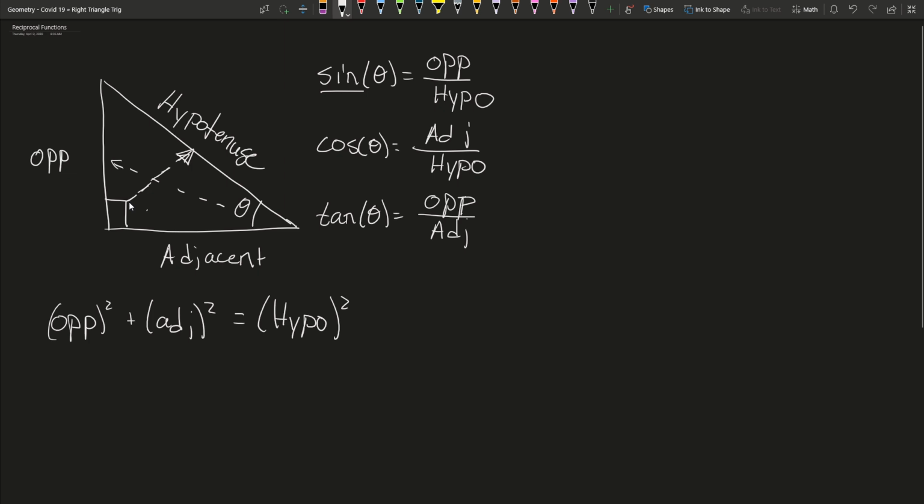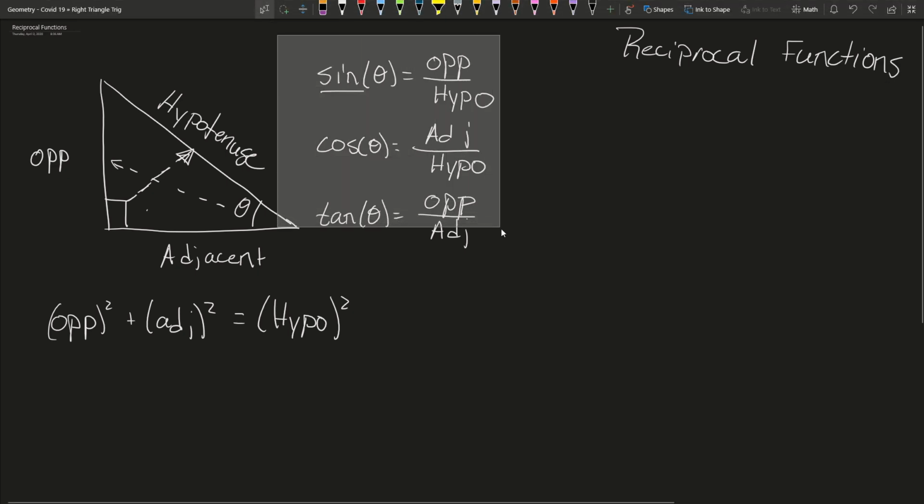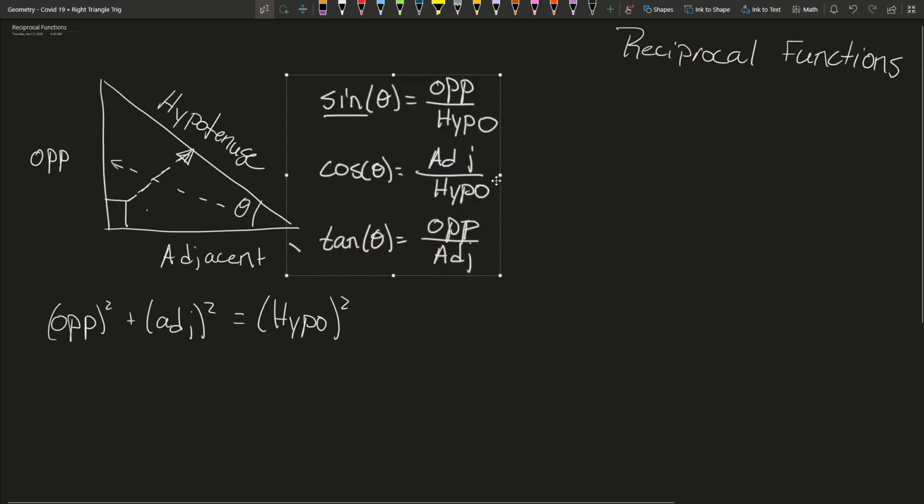Okay. Now, there are three different trig functions that we need to know, and they're not as widely used, at least not yet. But they do show up quite a bit on the ACT, so we need to at least touch on them. All right. And they're called the reciprocal functions. And they kind of work the same way. They're just these trig functions flipped.